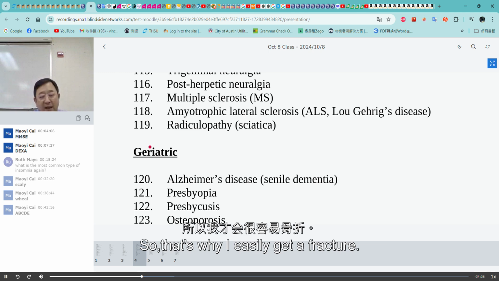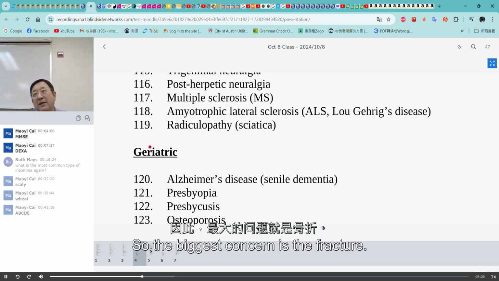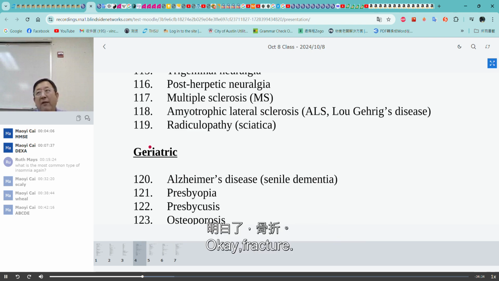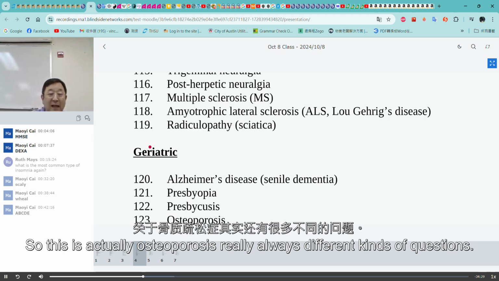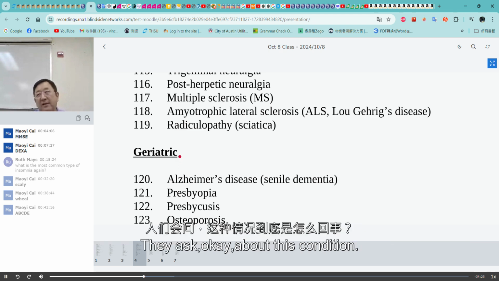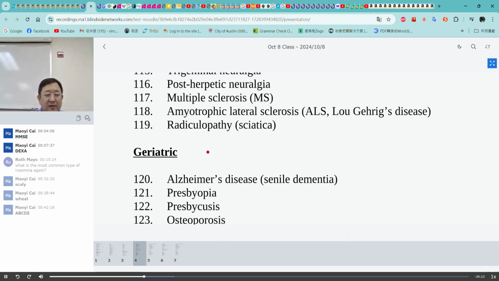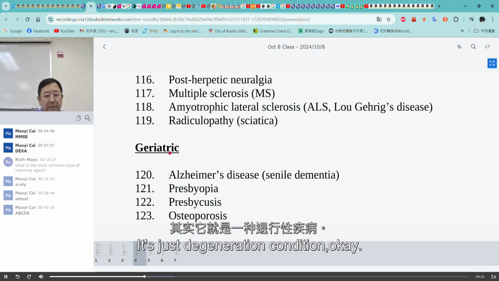So that's why easily get a what? Fracture. So the biggest concern is a fracture. Okay, fracture. Osteoporosis is a fracture. Okay, so this is actually osteoporosis, really. They always ask different kinds of questions, okay, about this condition. It's just a degeneration condition, okay?